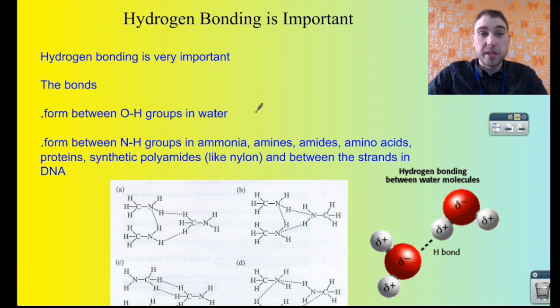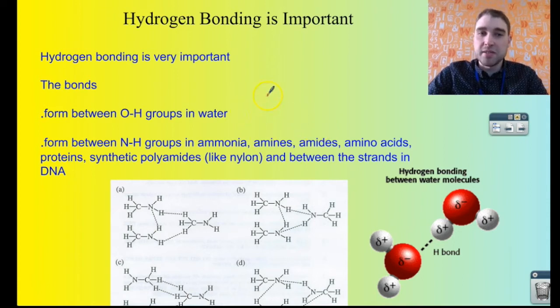So hydrogen bonding is very important for us. It forms bonds between the oxygen-hydrogen groups in water, and what that means is that water at room temperature is a liquid rather than a gas, and that's very important for us as animals. It forms between the nitrogen-hydrogen groups in ammonia, amides, amines, amino acids, proteins, synthetic polyamides, and DNA.